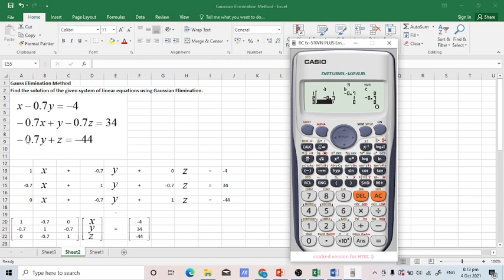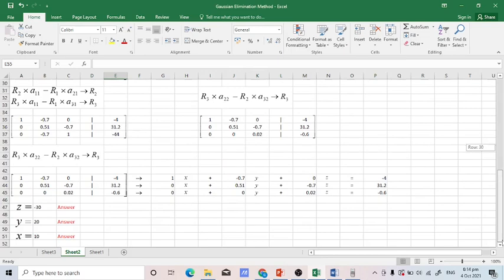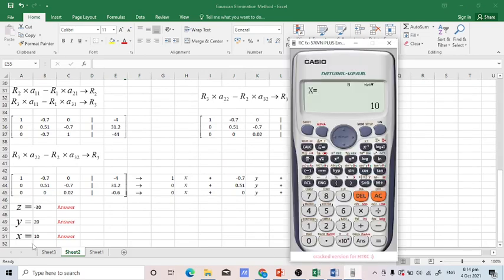And then, third, 0x. Negative 0.7y. Then we have 1z. Then negative 34. Equals. So we have 10 as the answer. X is 10. Ayun, tama. Y is 20. Z is negative 30. Okay?